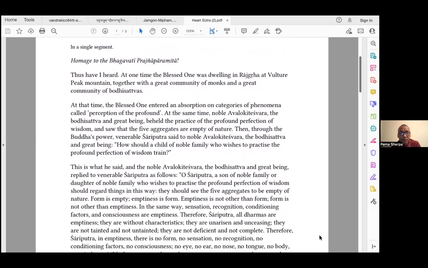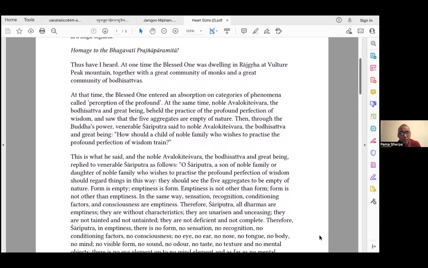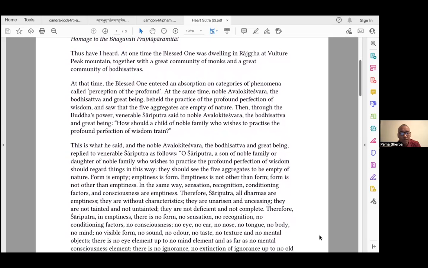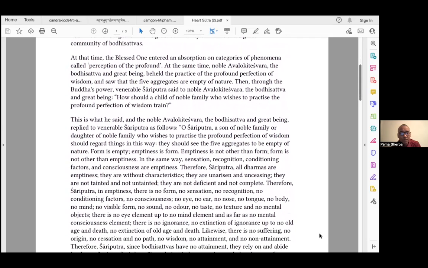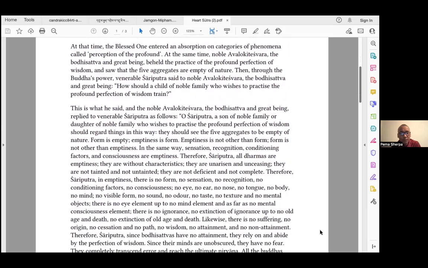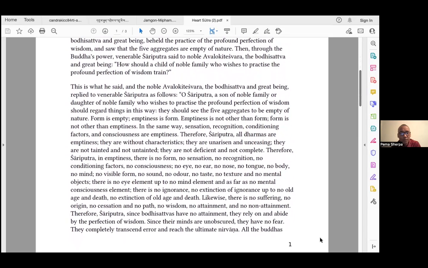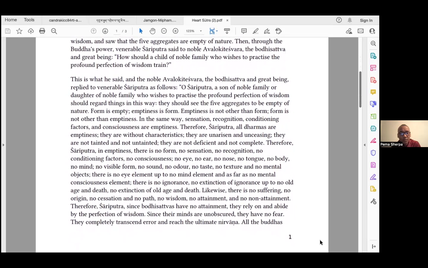Then, through the Buddha's power, Venerable Shariputra said to noble Avalokiteshvara, the Bodhisattva and great being, how should a child of noble family who wishes to practice the profound perfection of wisdom train? This is what he said. And the noble Avalokiteshvara, the Bodhisattva and great being, replied to Venerable Shariputra as follows. O Shariputra, a son of noble family or daughter of noble family who wishes to practice the profound perfection of wisdom should regard things in this way. They should see the five aggregates to be empty of nature.